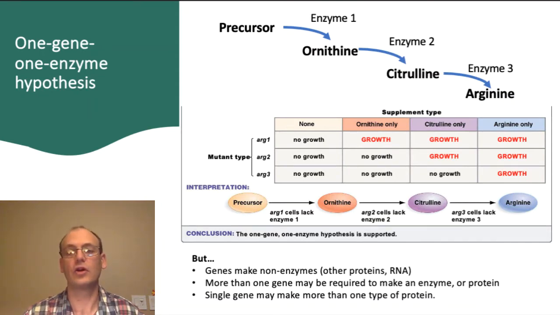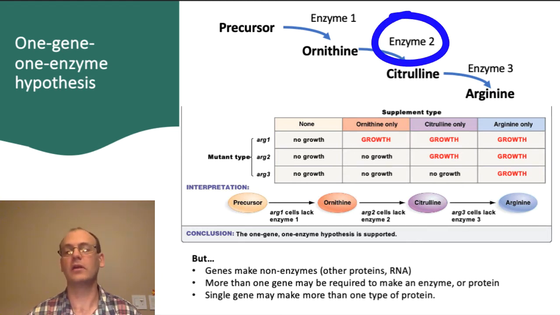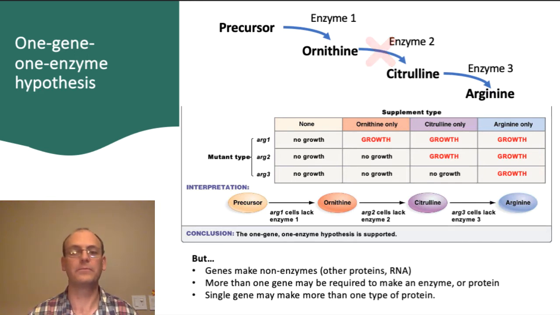If the mutation was in the last step from citrulline to arginine, then the only way the cells could have access to arginine was if it was supplied directly. If the mutation was between ornithine and citrulline, supplying the precursor or ornithine was not good enough, and either citrulline or arginine was required. Each mutant strain, therefore, had a mutation in a different gene, and when a gene was mutated, it disabled the biosynthetic pathway at that step.